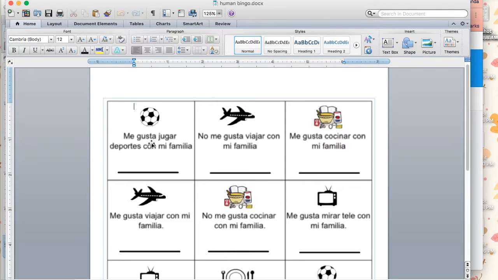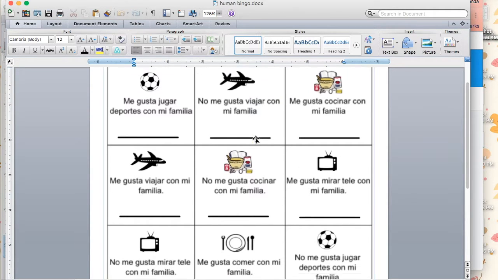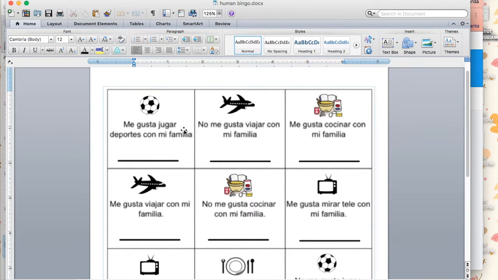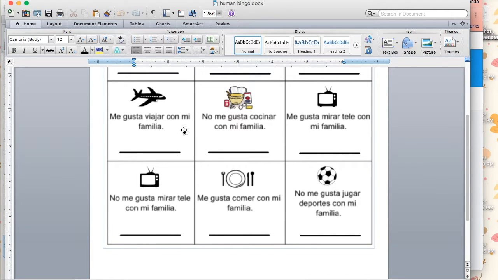So, me gusta jugar deportes con mi familia, and me gusta is a structure that these students will be familiar with. So they end with con mi familia as well. So really it's just the vocabulary in between me gusta and con mi familia. So we have some positives, me gusta jugar, and some negatives, no me gusta jugar.